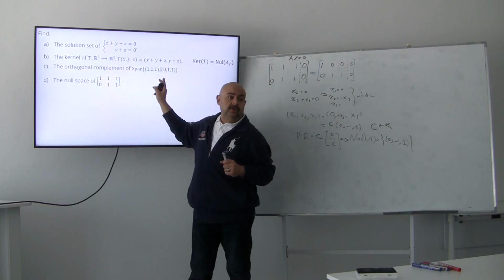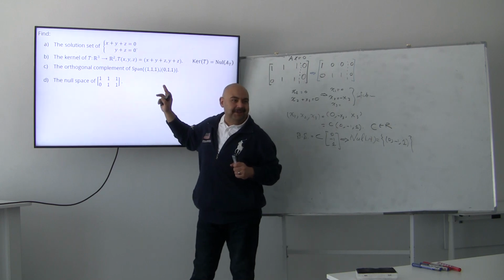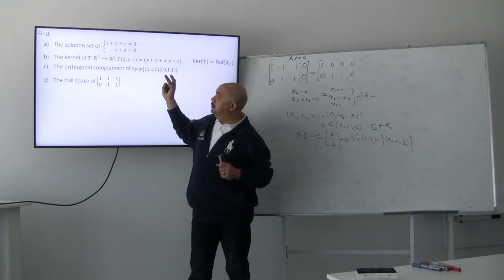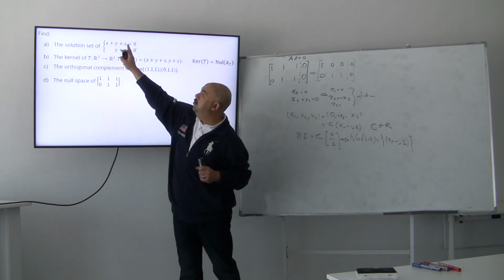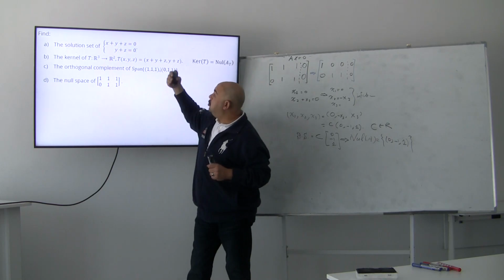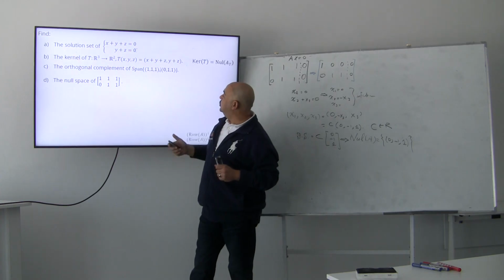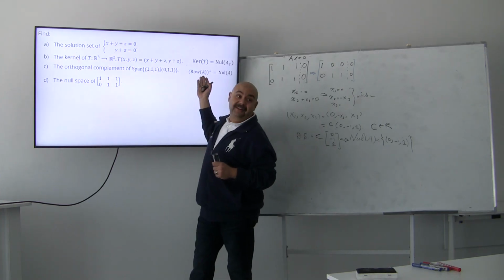What are these two vectors? Those are the row vectors. Okay. And the orthogonal complement of the row vectors, see, these are the row vectors. And the orthogonal complement of the row space is the null space. So it's exactly the same as the solution.